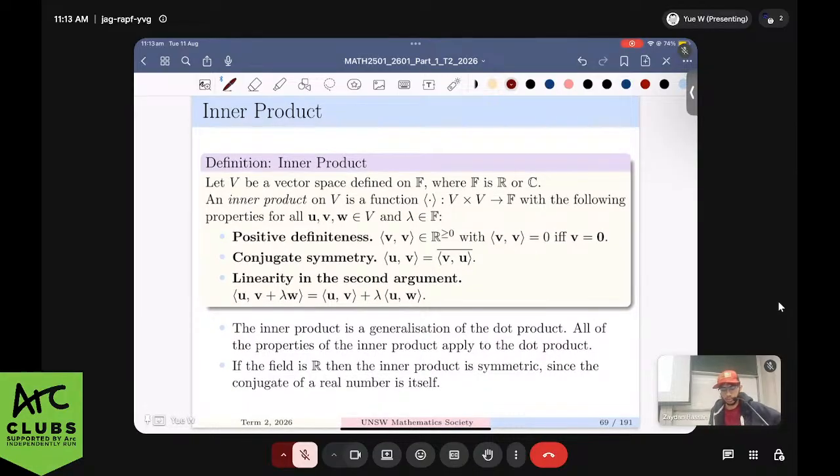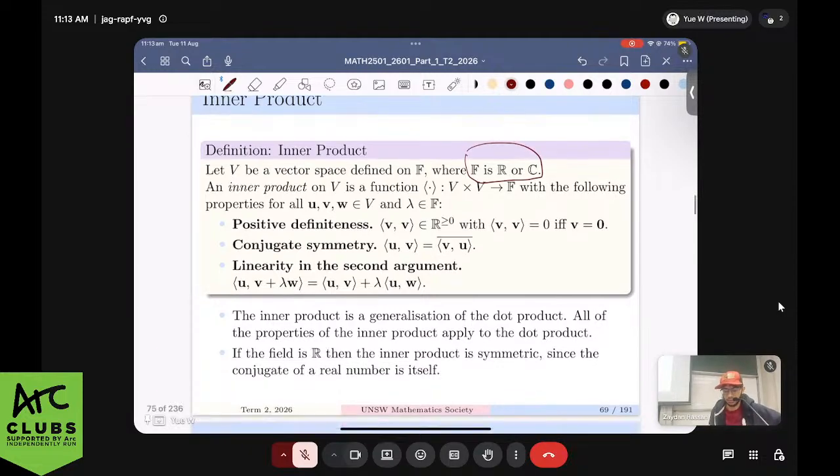By the way, something important to note is when we're talking about inner product spaces, in this course, we always assume the field is either R or C, because otherwise it gets a bit difficult if we're talking about finite fields or something. So just keep in mind the field is going to be R or C. So positive definite: ⟨v, v⟩ is always real and non-negative. It's equal to 0 if and only if v is 0. You can even define a norm by ‖v‖ = √⟨v, v⟩. You can think of that as kind of like a magnitude of v.